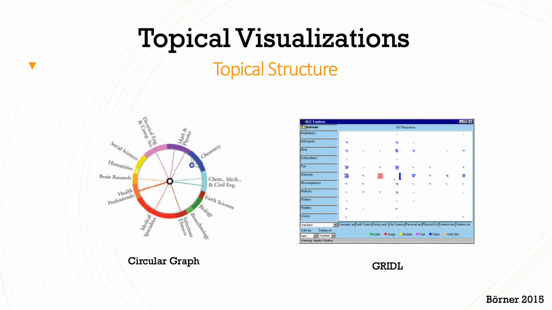Other types of topical visualizations are the topical structures, so the way data is presented within the text. An example is a circular graph, which takes a look at how the topics within a text are structured. So for example, this graph here takes a look at the topics within a textbook and the amount of that text they take up.